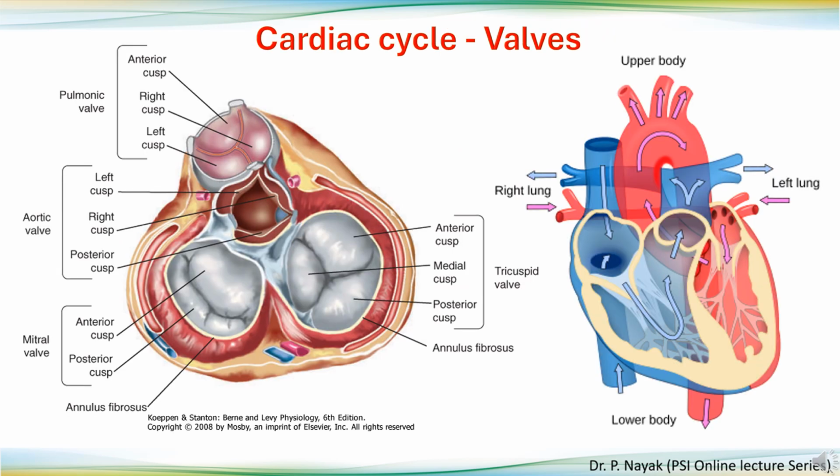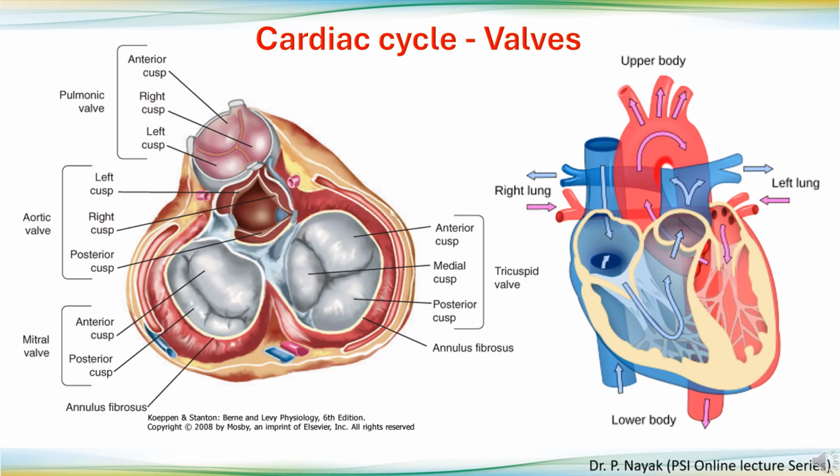The tricuspid valve, located between the right atrium and right ventricle, has three cusps: anterior, medial, and posterior. It opens during ventricular diastole to allow blood to flow into the right ventricle. The pulmonic valve, at the exit of the right ventricle, has anterior, left, and right cusps. It opens during systole to send deoxygenated blood to the lungs via the pulmonary artery.